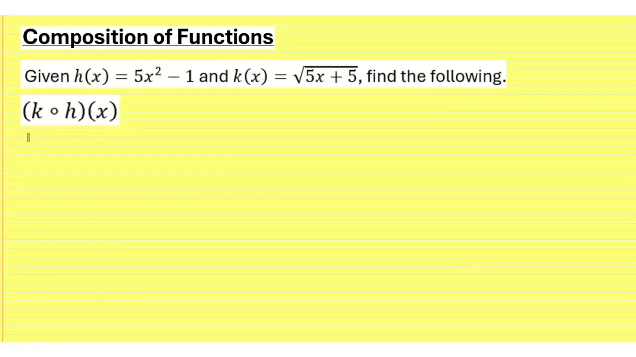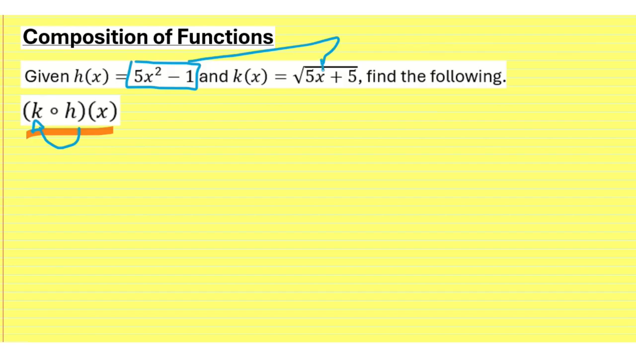Our next problem says k of h of x. So that means I'm going to take the h function, I'm going to put it inside the k function. So here is the h function, and I'm going to put it inside the k function. Okay, so I've got square root of 5, and then inside this x is going to go the entire quadratic 5x squared minus 1. So 5x squared minus 1, and then plus 5.